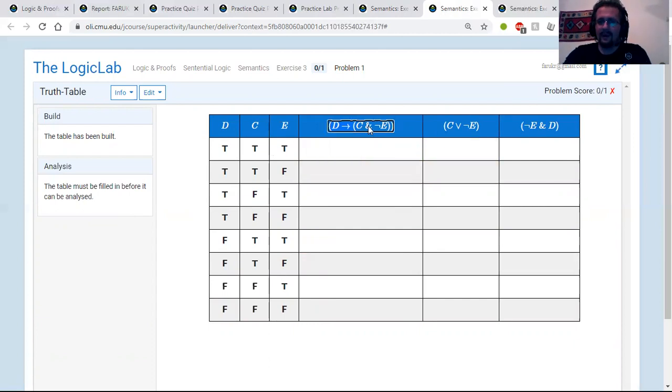Now, the first two lines here, the if D, then C and not E, and then the C or not E, those are both premises. And then the last column on the right is a conclusion. Now, we are wondering about validity and counterexamples, and we'll talk about that in a minute. So let's first work out all the premises and conclusion values.